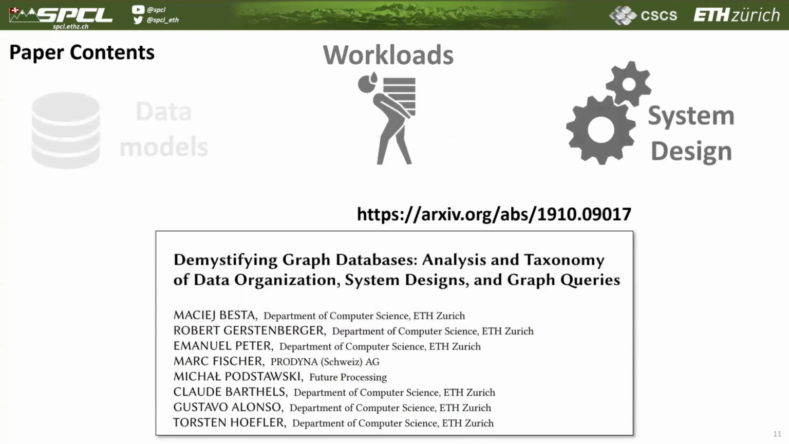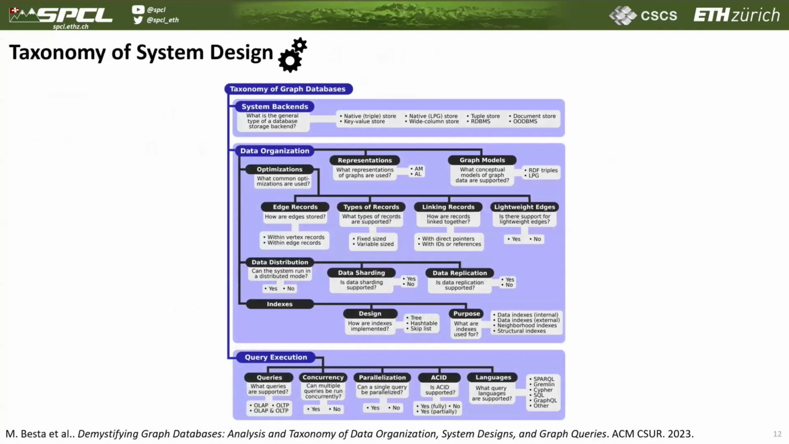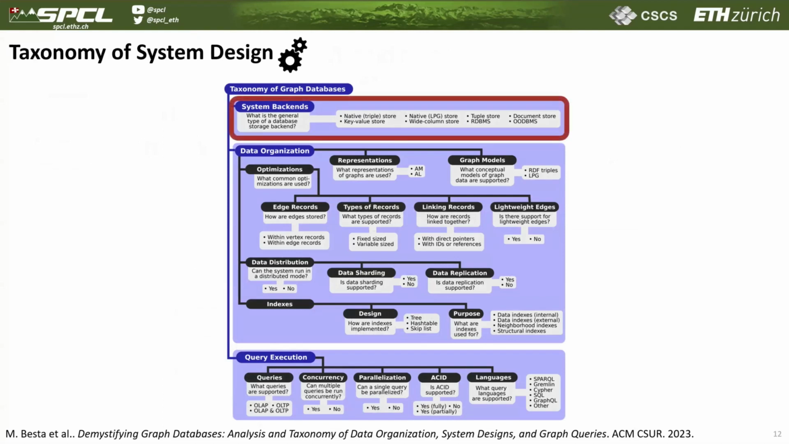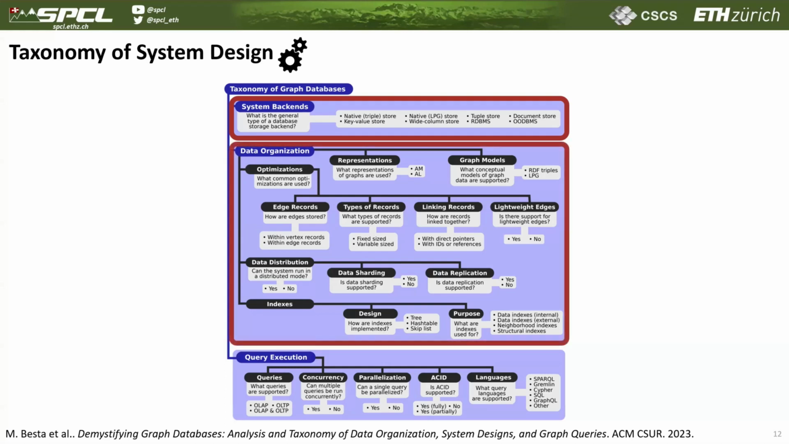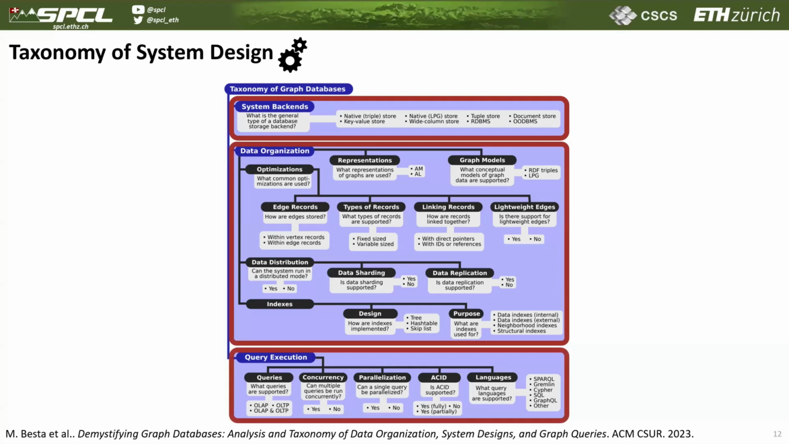And finally, we also describe system design. Here we provide a taxonomy of graph databases with respect to their system designs. At the high level, we categorize these systems using three classes of categories. On one hand, we identify so-called system backends: what is the type of the system backend used in a given graph database? We also describe data organization aspects and query execution aspects.